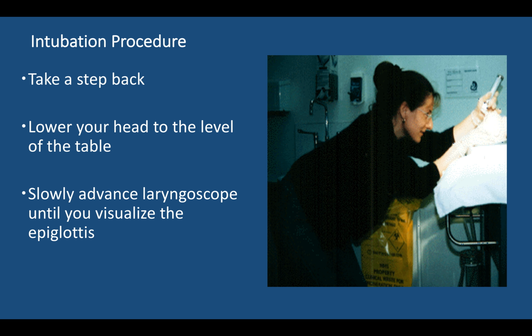You will take a step back and lower your head to the level of the table. Now your eyes will be aligned with those three axes. You will then slowly advance the laryngoscope, visualizing the epiglottis and then lifting it out of the way.